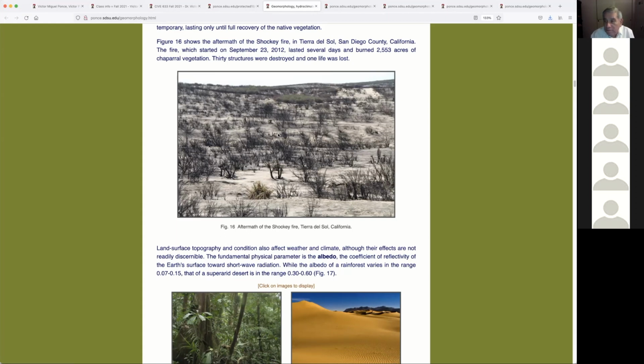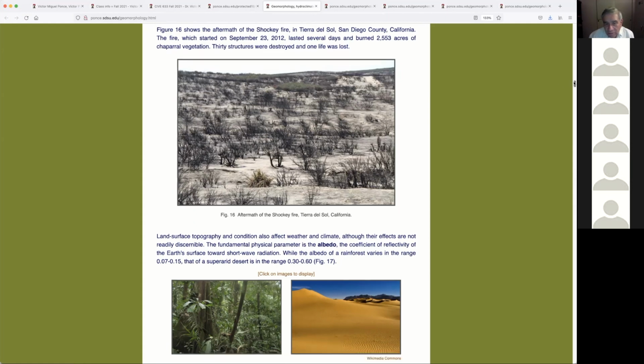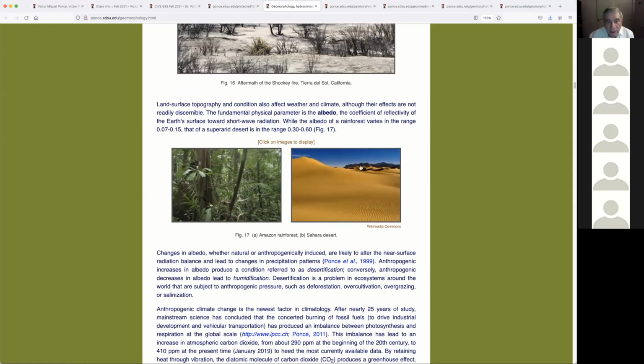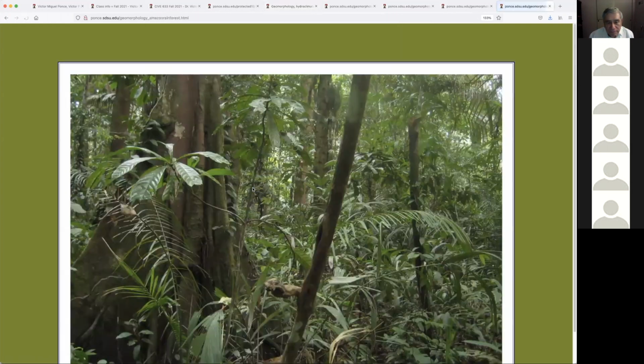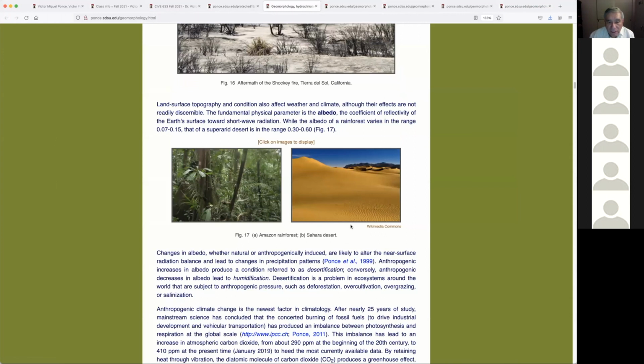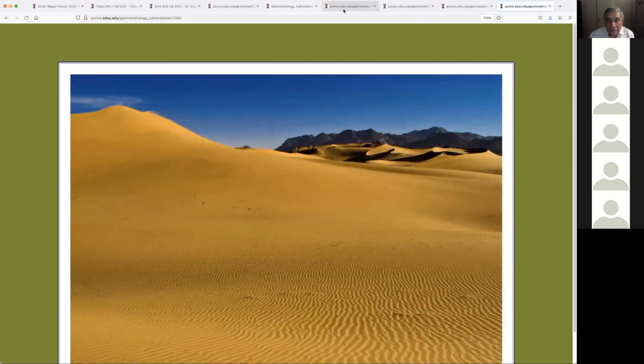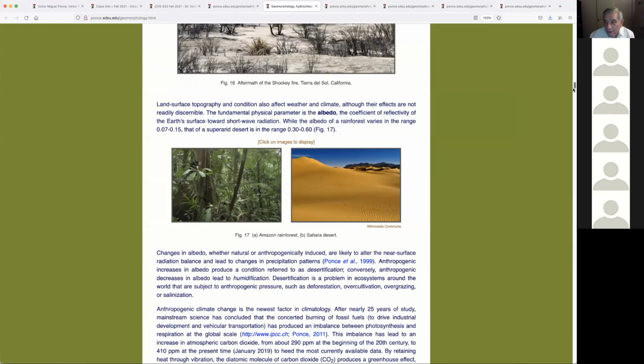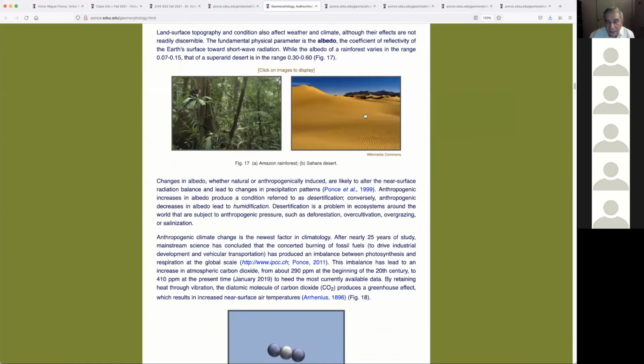They had a fire, an extensive fire, and I was there and had a chance to take these pictures. It burned 2,500 acres. Not the greatest, but big in that sense. I already showed these pictures. The rainforest, I'm sorry, and the Sahara. The rainforest and the Sahara. You can see the difference. The Sahara, it hardly rains, if ever. Some spots in the Sahara have never recorded precipitation.